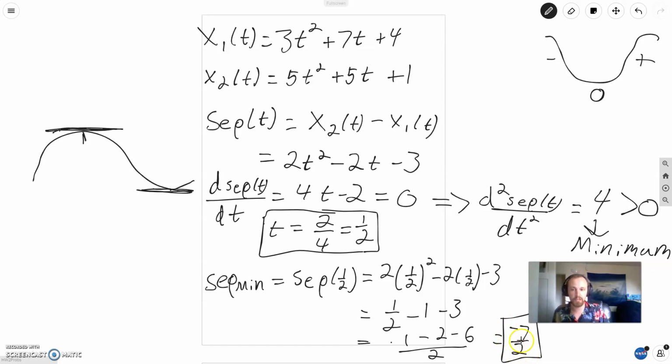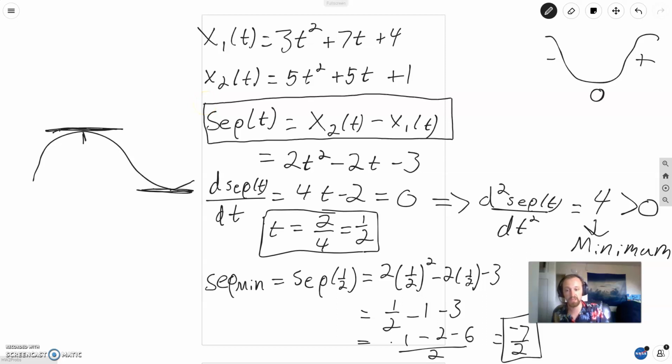So the minimum separation is with x1 7/2 meters in front of x2. Because look at how I defined my separation. It turns out that the minimum separation is negative, so that means that here's x2, and then 3.5 meters in front is x1. So that's how we make sense of our negative there.